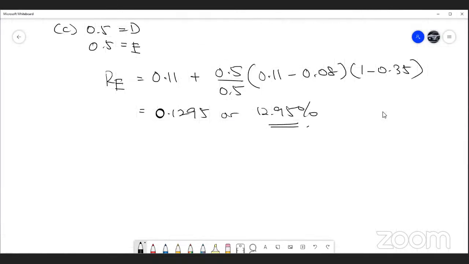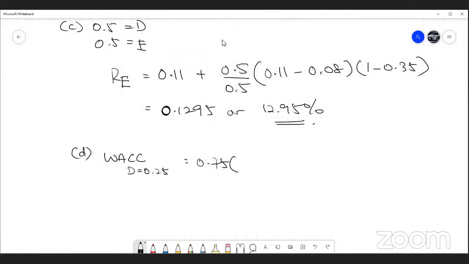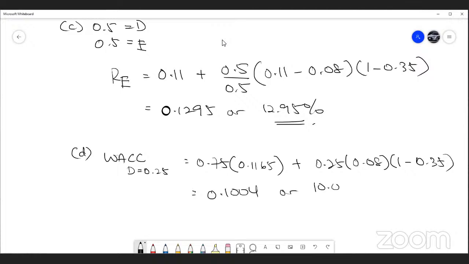So the last section here, they ask you to find the WACC for part B and part C. So to find the WACC of part B, where debt is equal to 0.25, the equity will be 0.75, and then multiply by the equity cost here, 0.1165, plus 0.25 on debt, times 1 minus 0.35. You can get your WACC easily: 0.1004 or 10.04%.